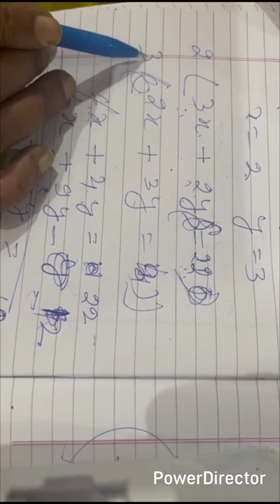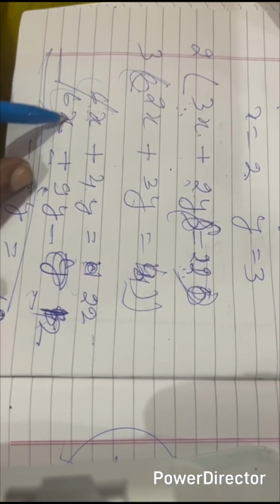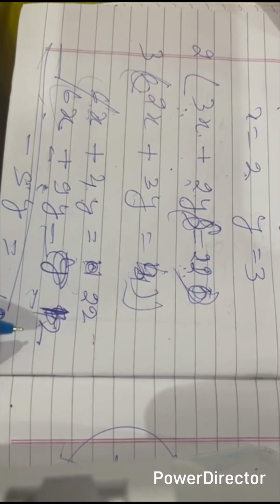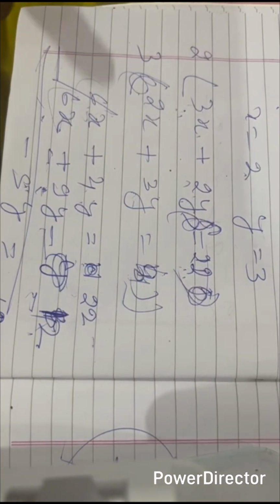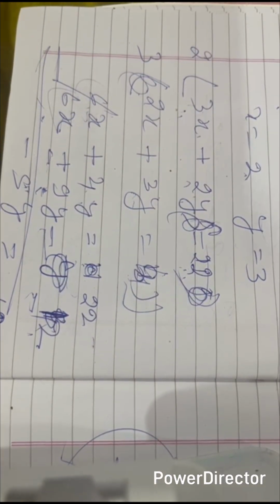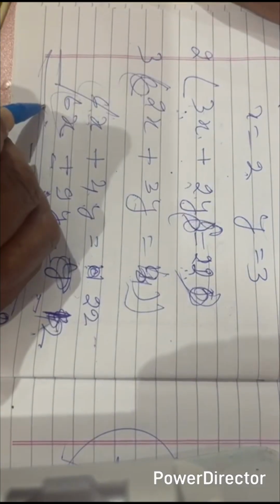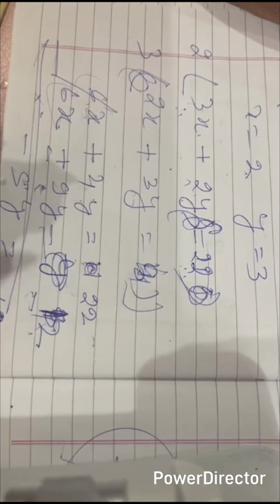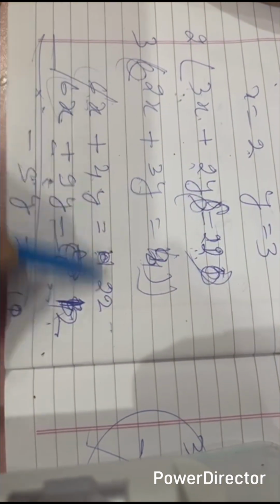And in the next equation, 3 is multiplied by 2x, giving 6x, and 3 is multiplied by 3, giving 9y, is equal to 12. Now you observe the sign of 6x and 6x is the same, positive. What method should we apply here to eliminate the value of x? The process is subtraction. In subtraction, the second equation is subtracted from equation 1.